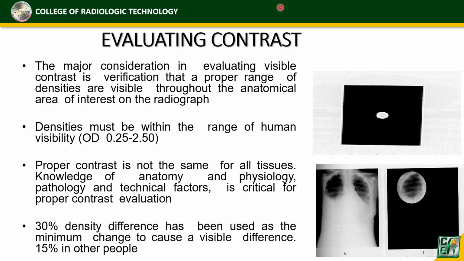So verification that a proper range of densities are visible throughout the anatomical area of interest on the radiograph. Okay. So densities must be within the range of human visibility. Optical density daw na dapat ay 0.25 to 2.5. Okay? So makita natin yung diagnostic range kanina sa sensitometric curve. It is between 1 and 2 or 1 to 2 OD.